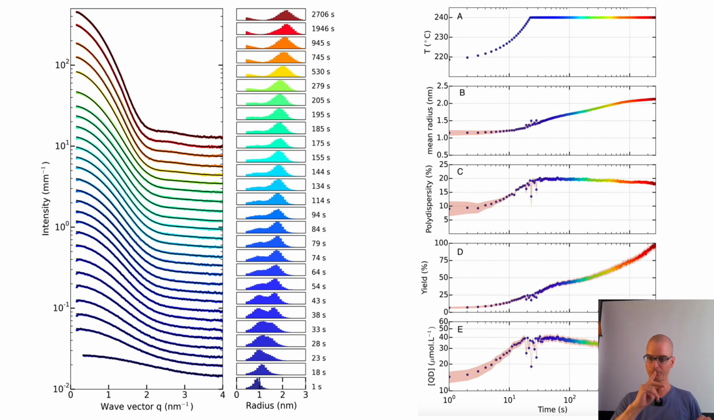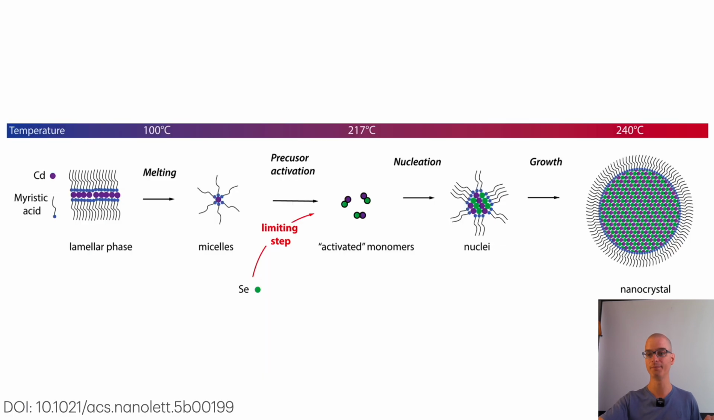And when you then convert this to key parameters such as yield, polydispersity, and the mean radius, that allowed the researchers to eliminate 2 out of 3 potential pathways and thereby verify one particular pathway with a rate-limiting step of the selenide precursor for the formation of these quantum dots. So that's a couple of examples slightly more in depth.